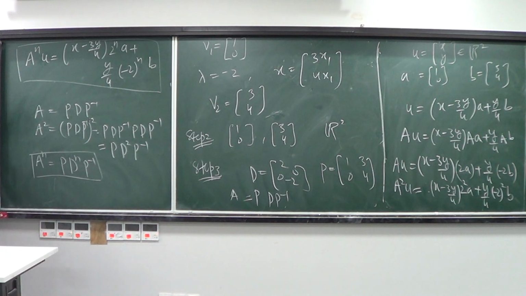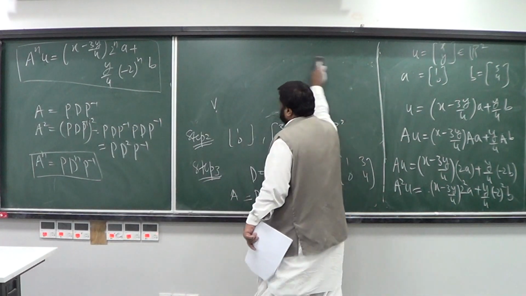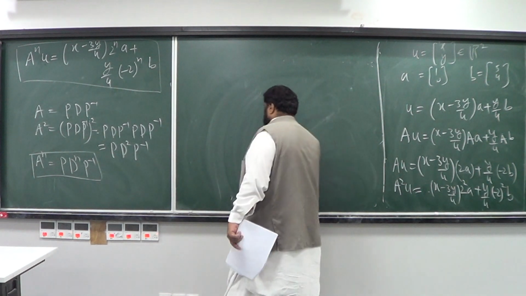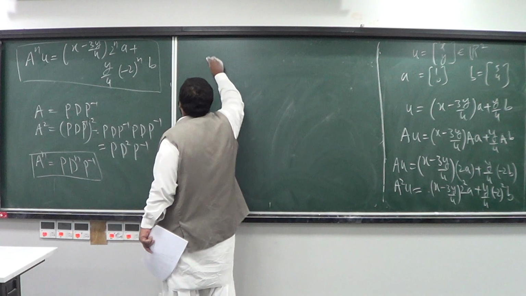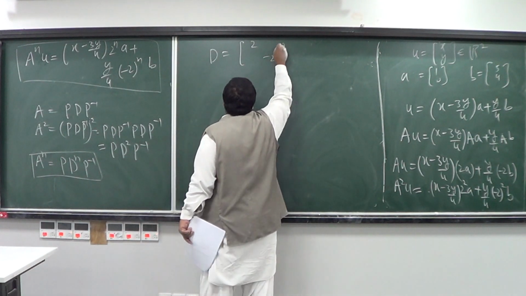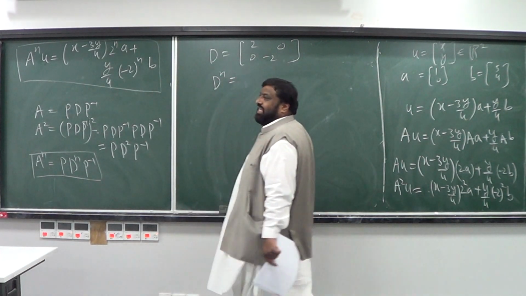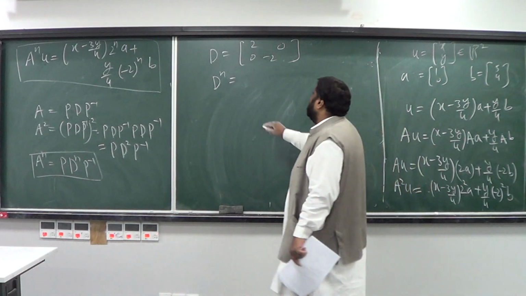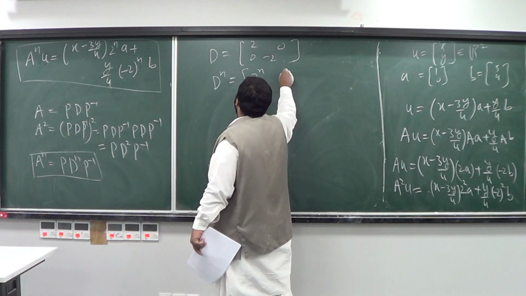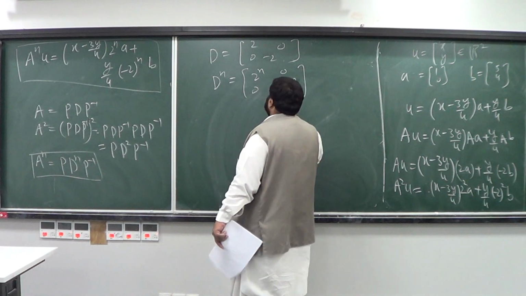Now what is D power n? So the D is 2 and negative 2, and we know that it is really easy to calculate the higher power of a diagonal matrix. Just simply take the powers of the diagonal entries. So it's 2 power n, 0, 0, negative 2 power n.